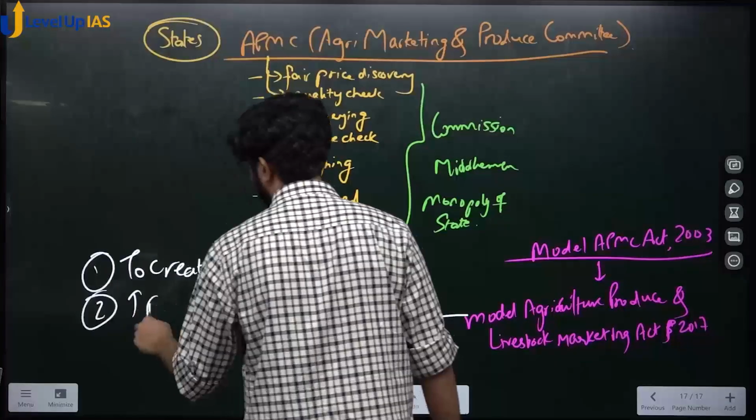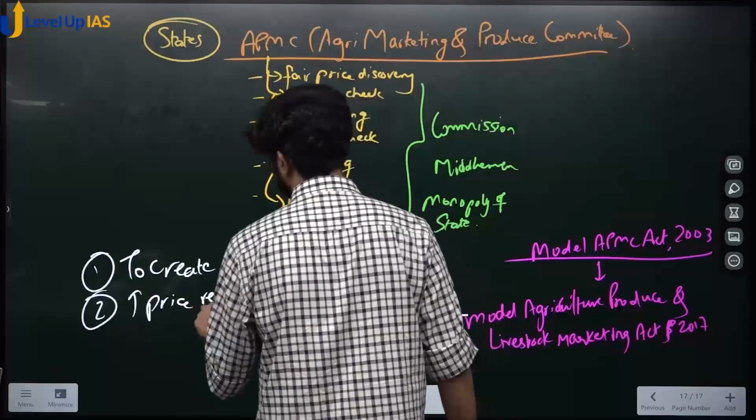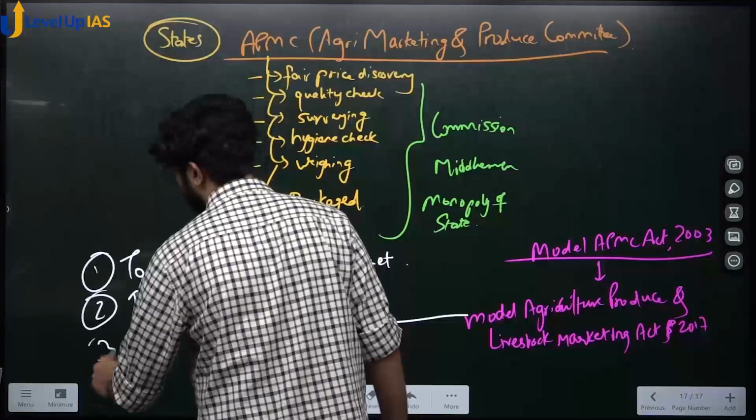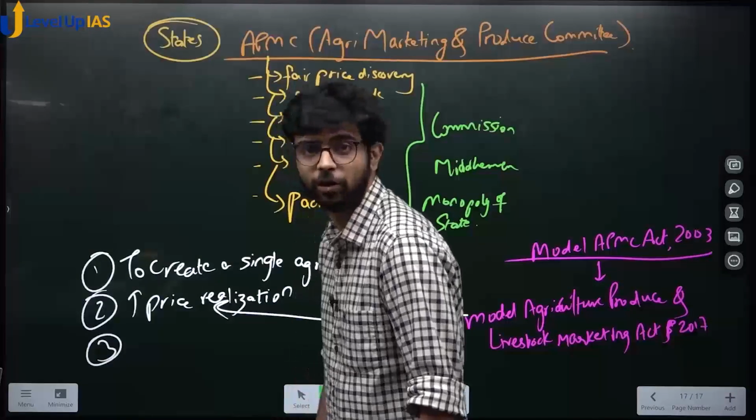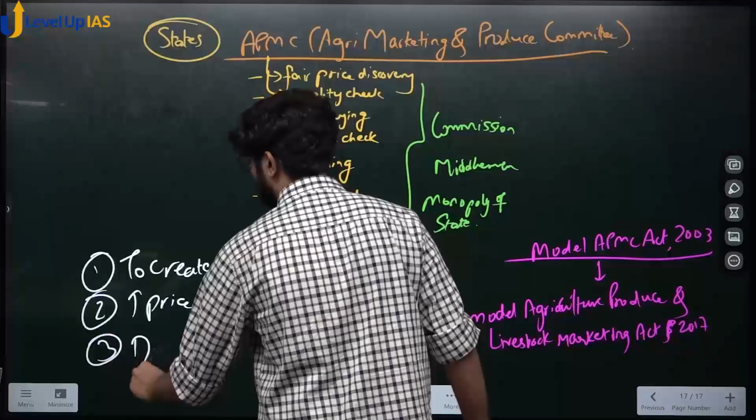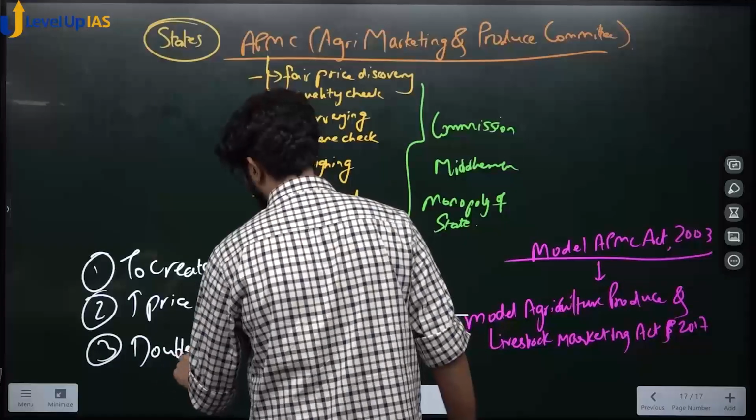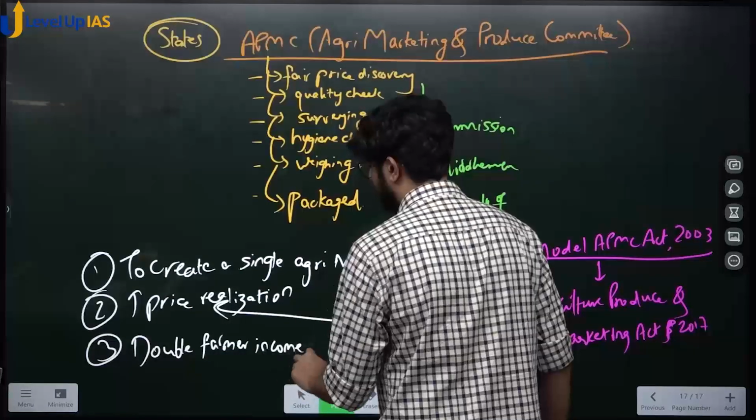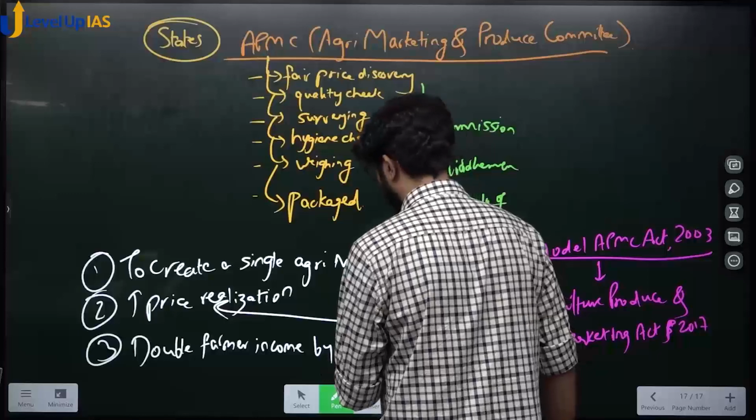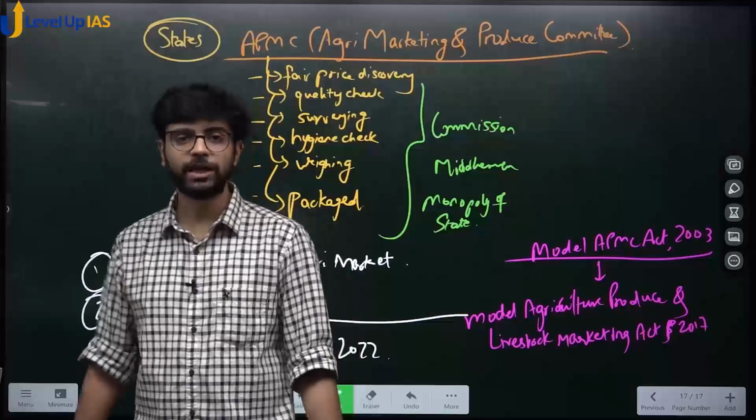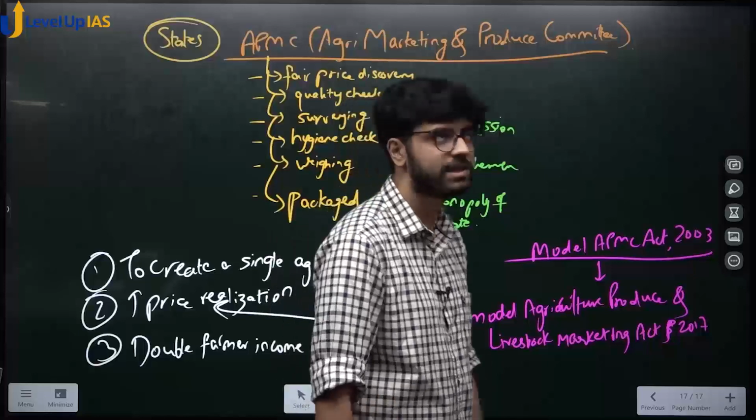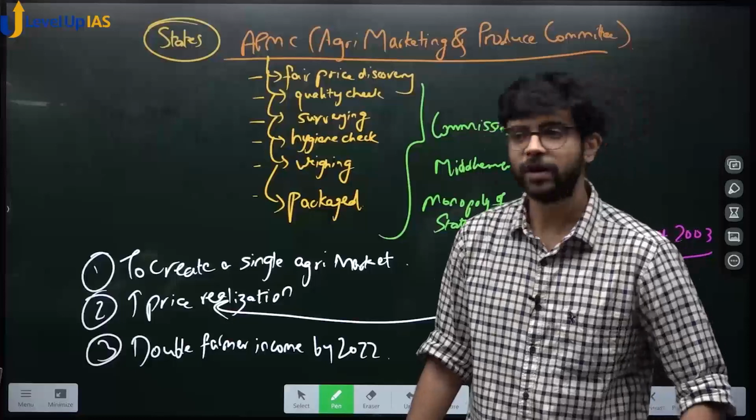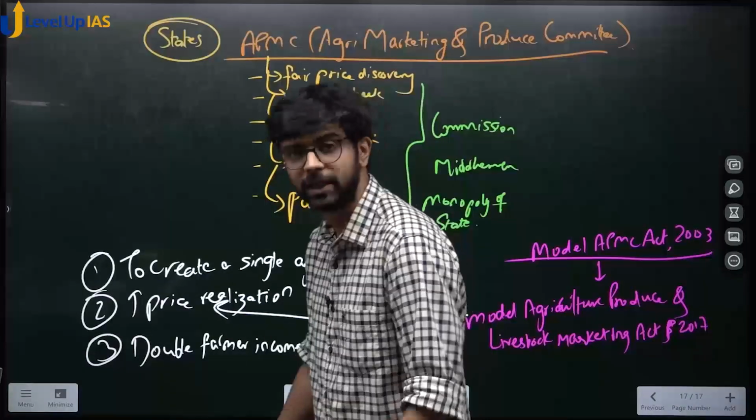So higher price realization. Third, very important objective, double farmer income by 2022. So this is the objective of government which we adopted in 2016-17. We have to double the farmers' income by 2022. So whatever farmers are getting currently, double karna hai. That is the objective. Okay?